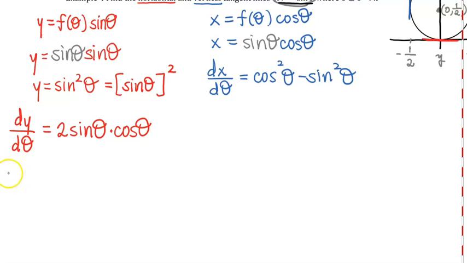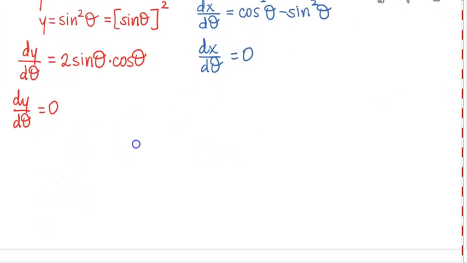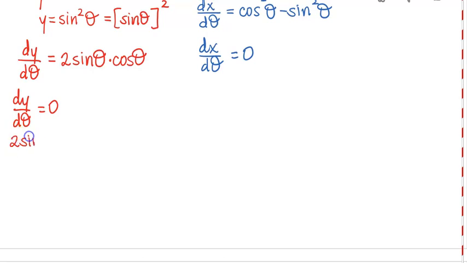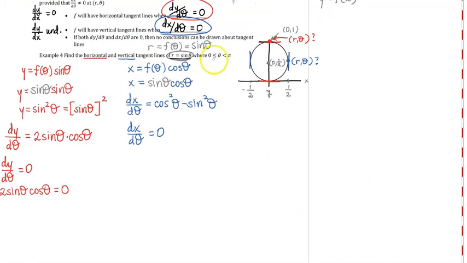We now need to figure out when dy/d theta is equal to 0, because that is where we will have our horizontal tangent lines, and also when dx/d theta is equal to 0. So at this point, we now have trigonometric equations to solve. This is going back to 172, solving trig equations. This trig equation, it's already factored. This will equal 0 when sine is equal to 0, and when cosine is equal to 0. Remember that we are working on the interval from 0 to pi.